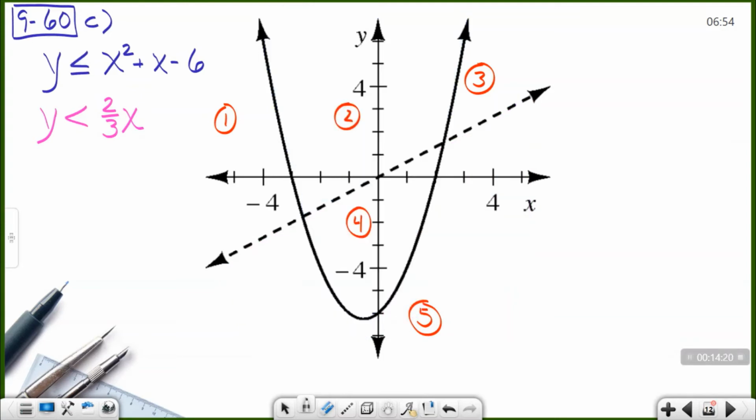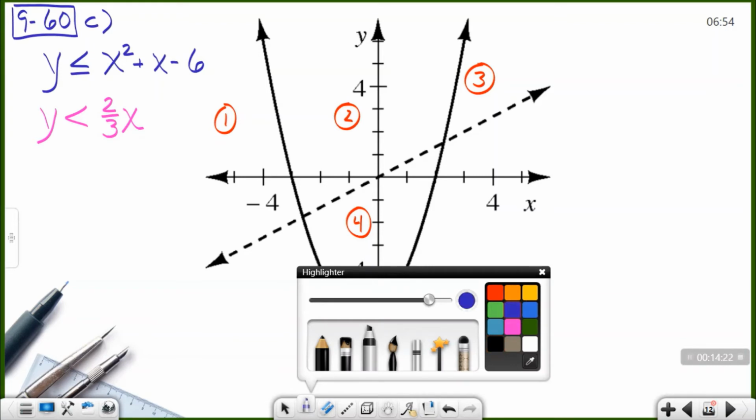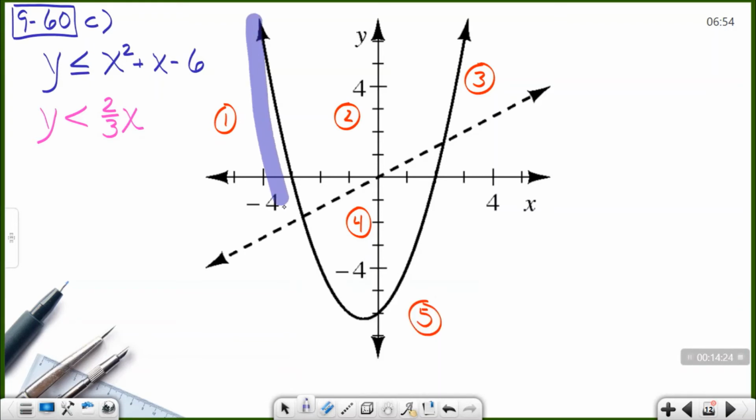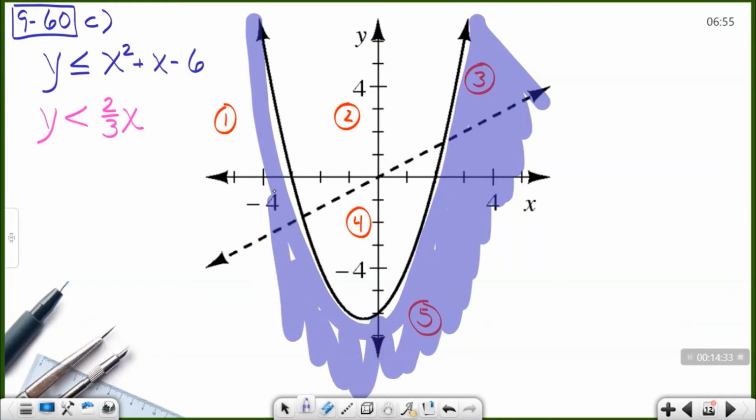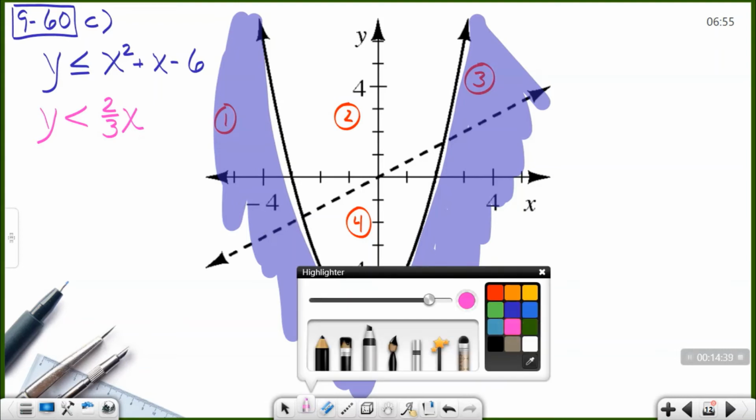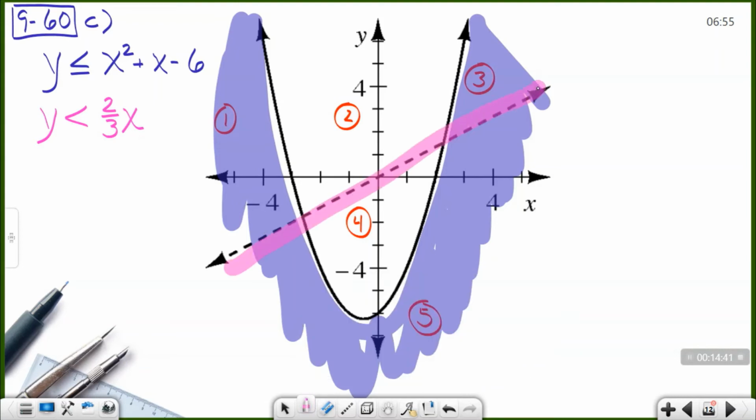Take a look at C. Now all of a sudden we are less than both. Less than, well, here's my parabola. And less than that would be everything beneath that parabola in sections 1, 3, and 5 as we looked at earlier. My line, it's less than my line. Well, here's my line, and less than my line is everything beneath that line, shading in sections 4 and 5, which gives me my final solution region here, section 5.